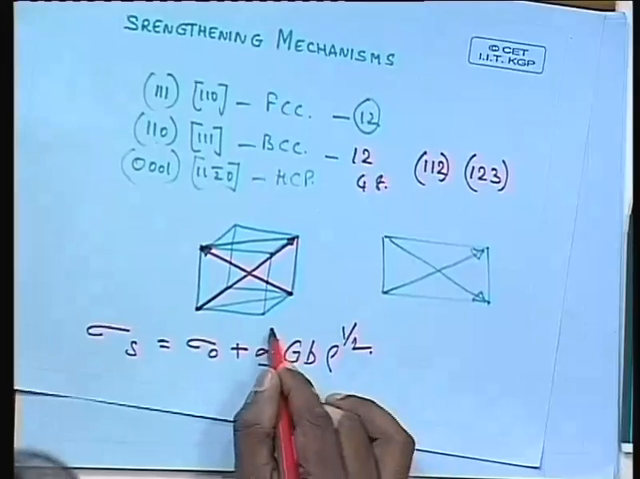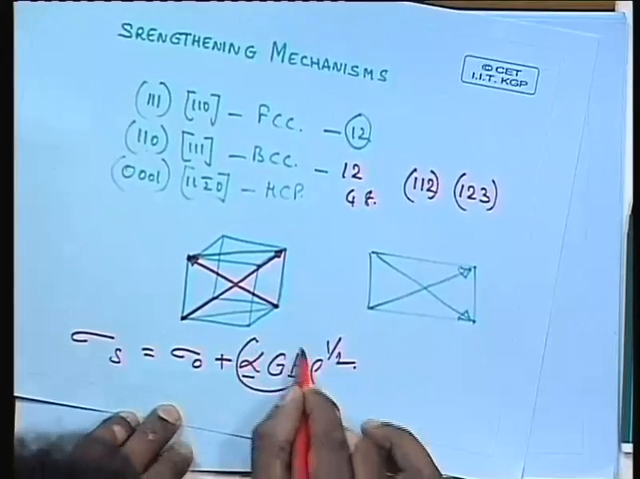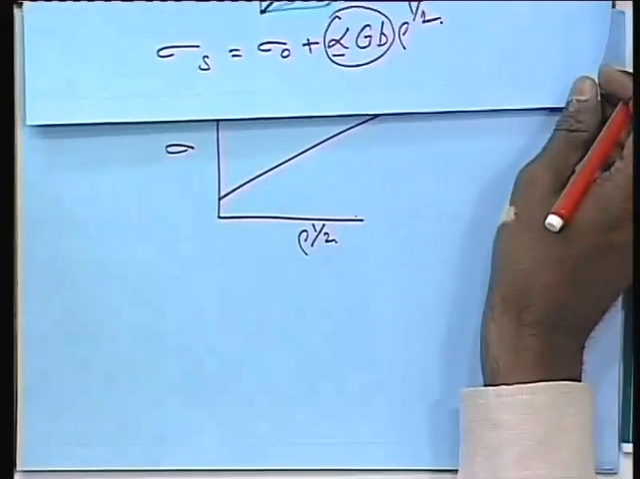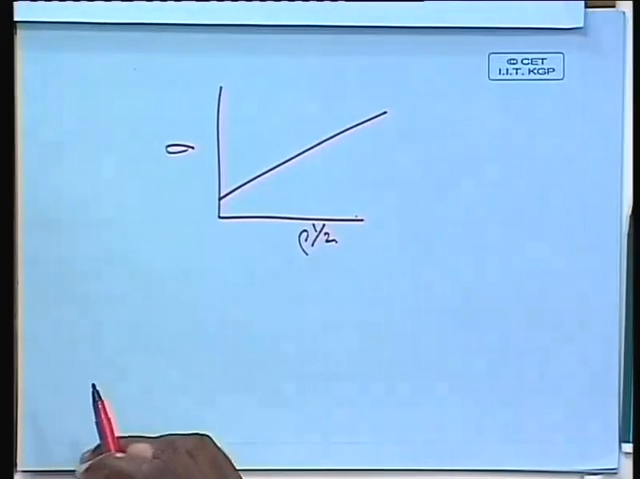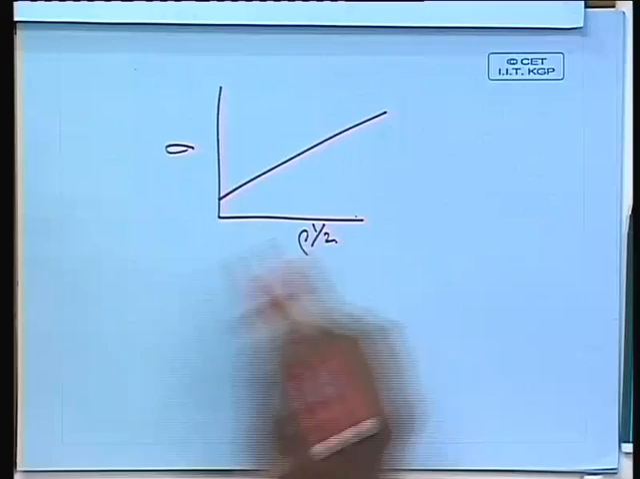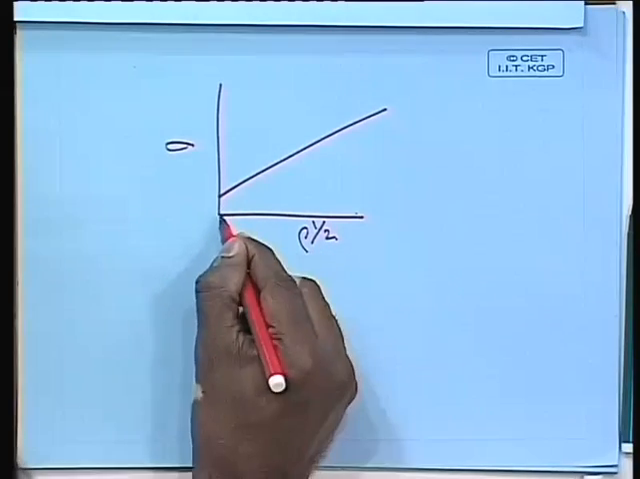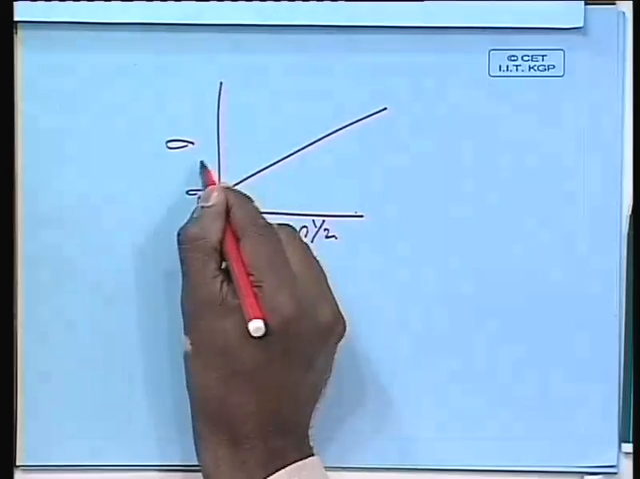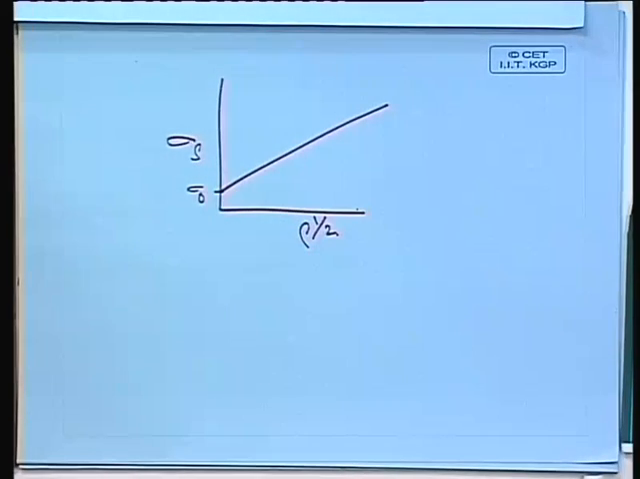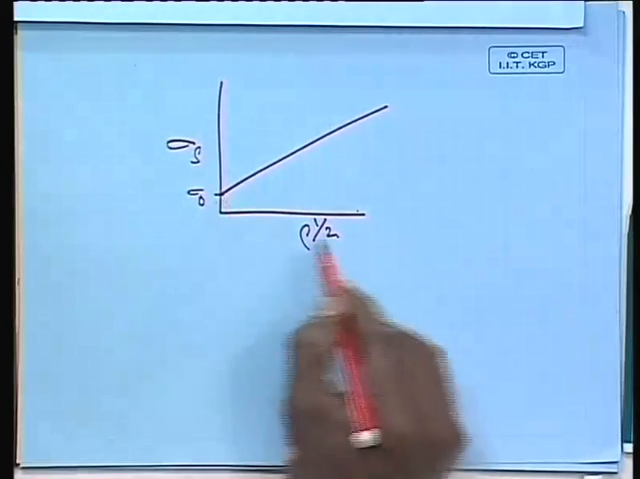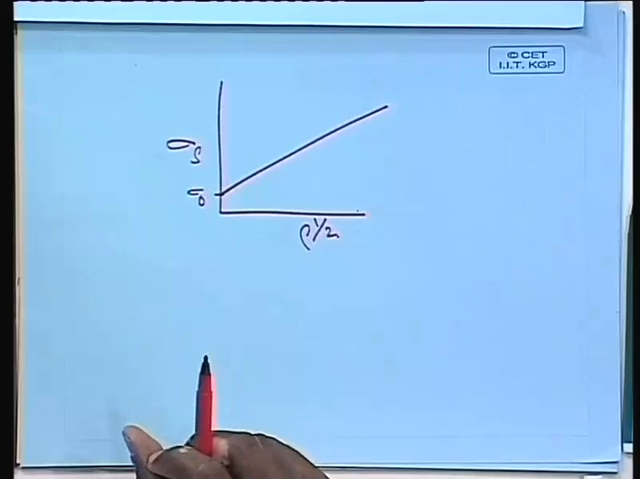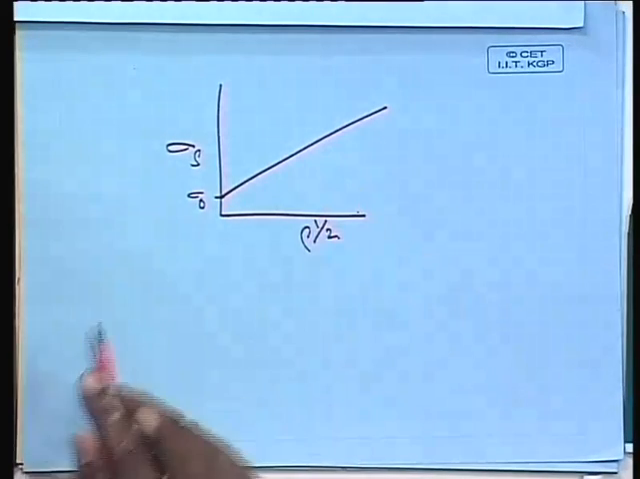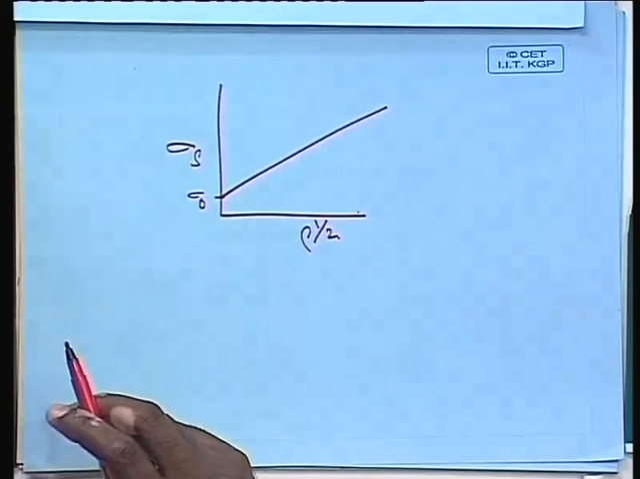So this alpha G b will be the slope of this curve if you plot sigma s versus rho to the power half. If you look at that, when rho becomes 0, this is what is basically sigma 0, isn't it? And that tells you that if there are no dislocations, the yield strength of the material is lower than what you have when you have dislocations, which is not really true.